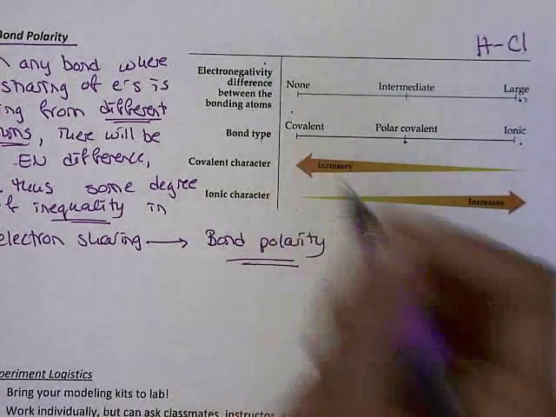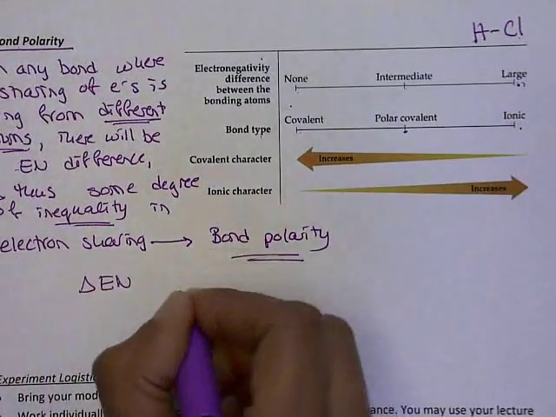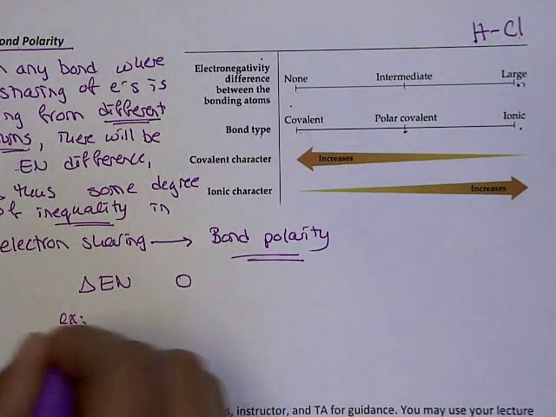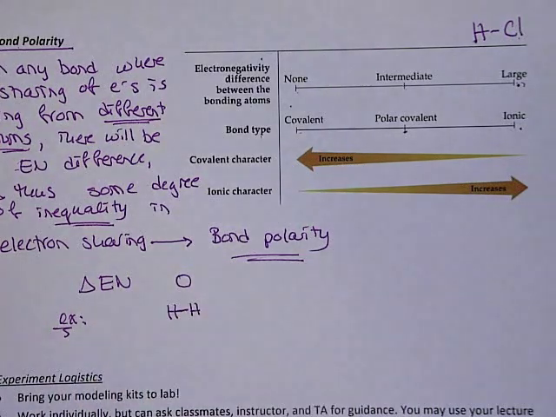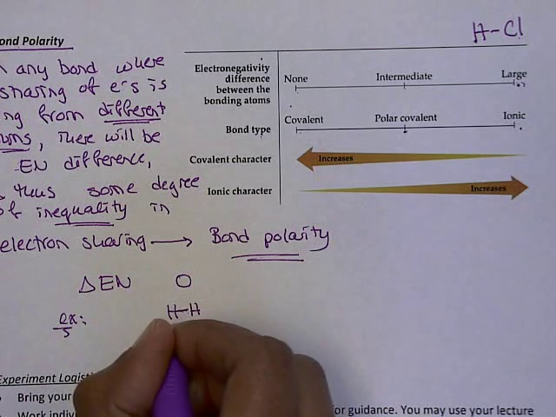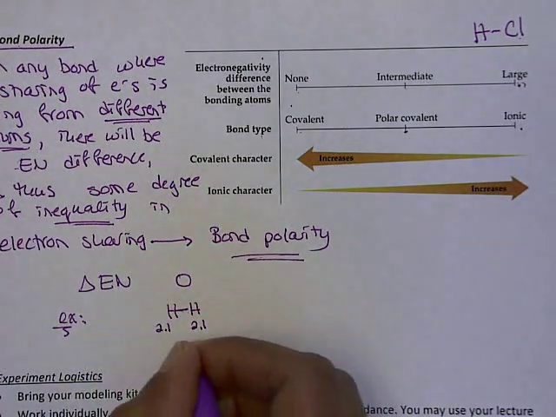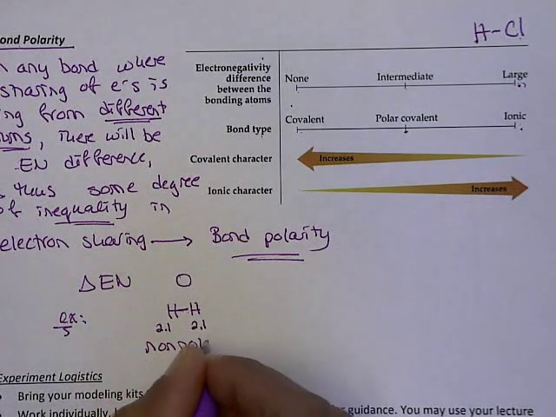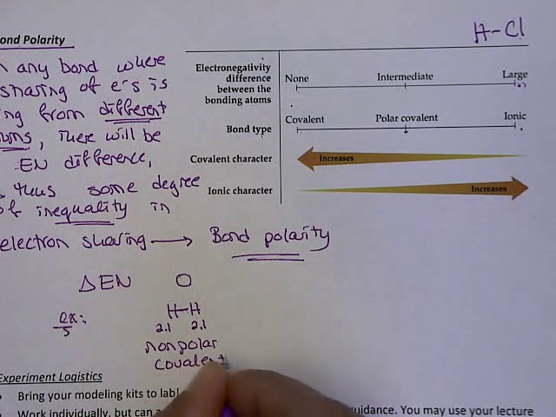So let's do an example here. If the electronegativity difference is 0, an example of that bond could be hydrogen gas. Hydrogen gas is basically 2 hydrogen atoms with shared electrons. If we were to actually use the values, which you can use for the worksheet, that has an electronegativity difference of 0, so therefore the bond type of this molecule is nonpolar covalent.